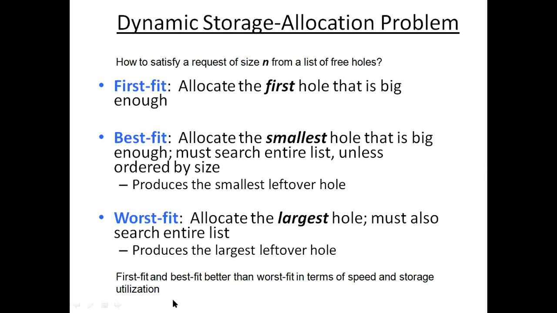So these are different ways you can satisfy a request of the incoming process based on the size of that particular process: first fit, best fit and worst fit. We will try to understand better with the help of an example.